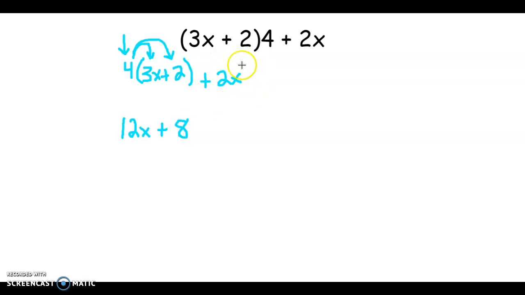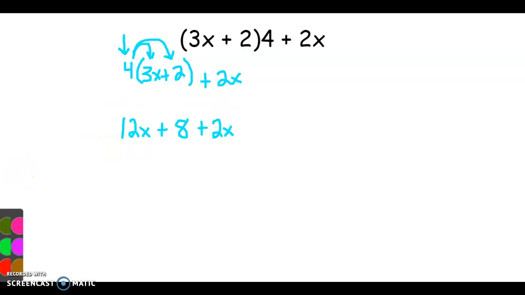Now the 2x, I like to say, they didn't go to the party. They weren't invited to the parenthesis party going on up here. So all I have to do is bring that down. Now you might be noticing I have actually 3 terms. And since I have to put this in simplest form, I'm going to see if I have any like terms.